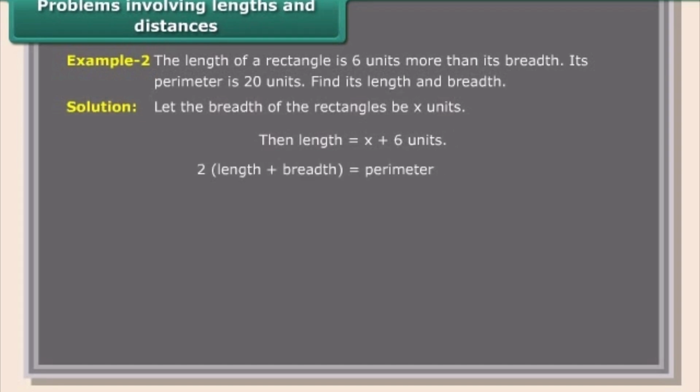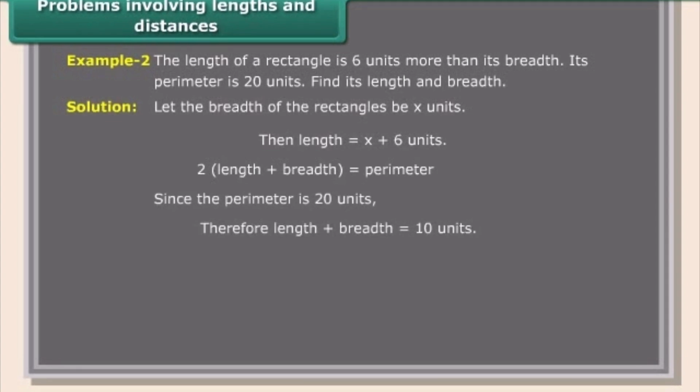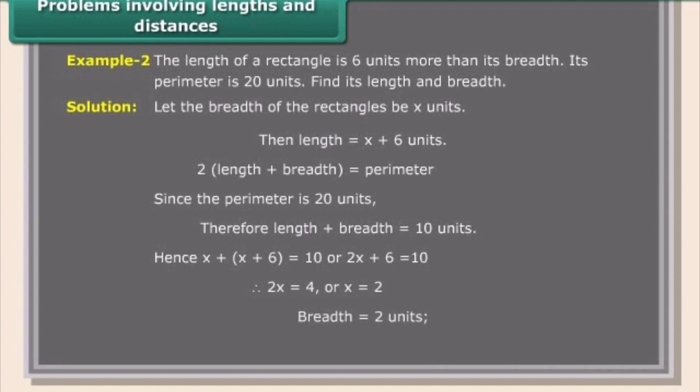2 into length plus breadth is equal to perimeter. Since the perimeter is 20 units, therefore length plus breadth is equal to 10 units. Hence x plus x plus 6 is equal to 10, or 2x plus 6 is equal to 10. Therefore 2x is equal to 4 and x is equal to 2. Breadth is equal to 2 units. Length is equal to 2 plus 6 is equal to 8 units. Length is 8 units.